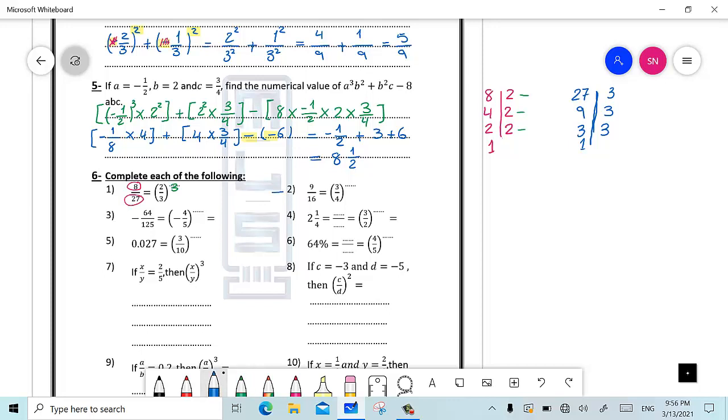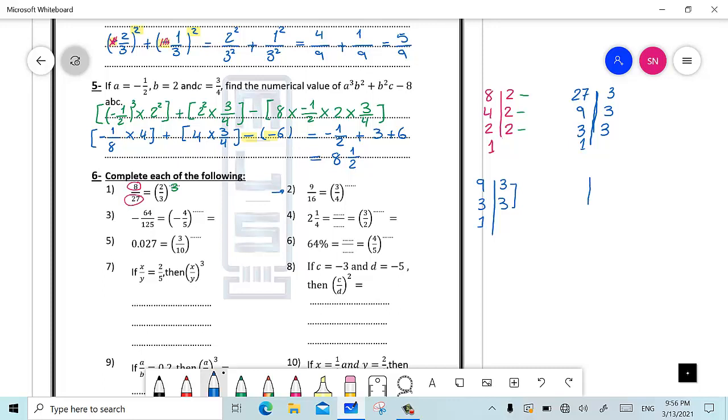Let's go now for number 2. 9 over 16 is equal to 3 over 4 to the power of what? So again, I'm going to find 9 divided by 3, this is equal to 3. 3 divided by 3 is equal to 1. So now I know that the 3 was repeated 2 times.